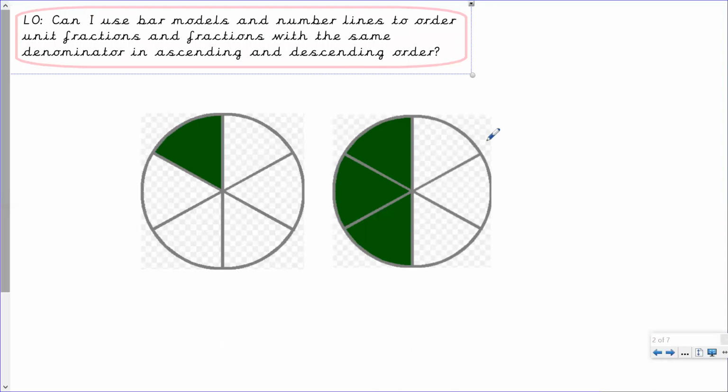Okay, here I would like you to do the same. So pause the video and write two fractions to represent these images, and then see what you notice between the fractions. Look at the numerators, look at the denominators. Which fraction is larger and why? Play the video when you're ready.